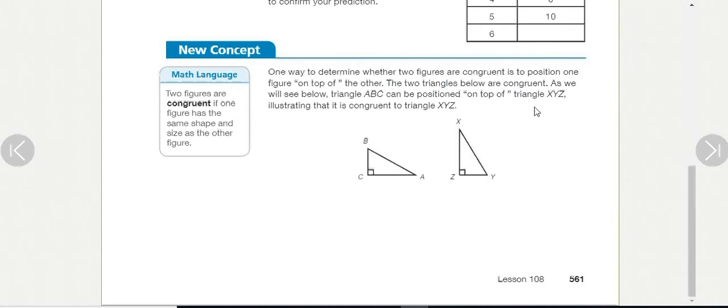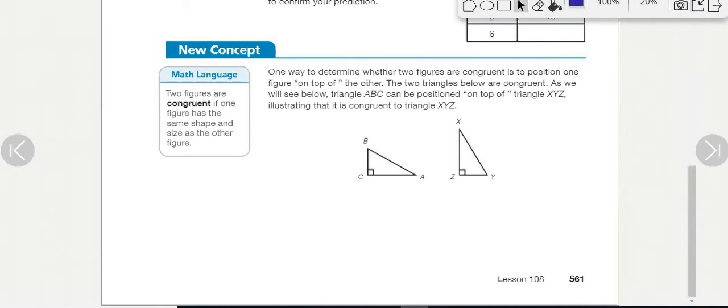So these two triangles, triangle ABC and triangle XYZ, are congruent, meaning they have the same shape and size. They're pretty much the same triangle, they just aren't oriented the same way. They aren't set up the same way. They're facing a different direction, like looking in a mirror or tipped on its side because it was a windy day or something.